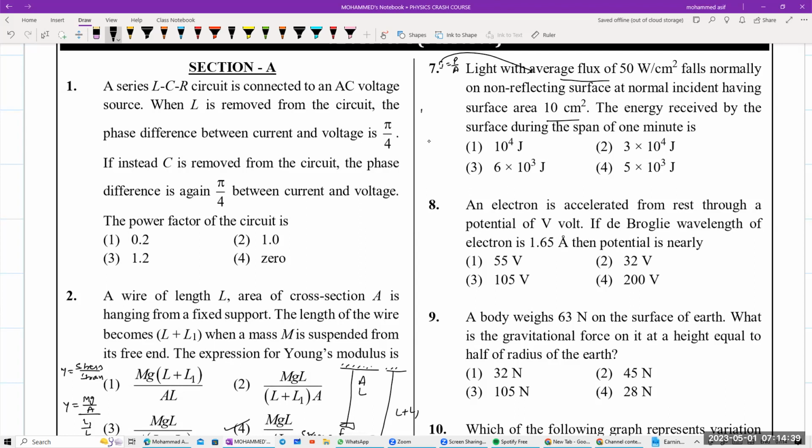So you know the formula, intensity is equal to energy per unit area per unit time. So the energy received by the surface in 1 minute will be, that is, E is equal to I into A into T. Intensity is given in the problem: intensity is 50, area is given as 10, time is given as 1 minute. 1 minute means 60 seconds. Simplify this, and the answer will come.